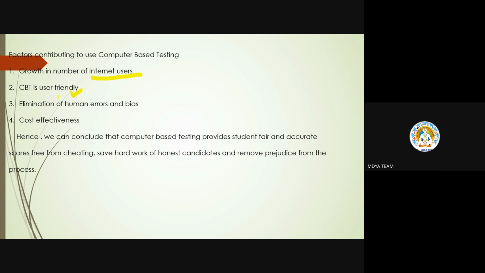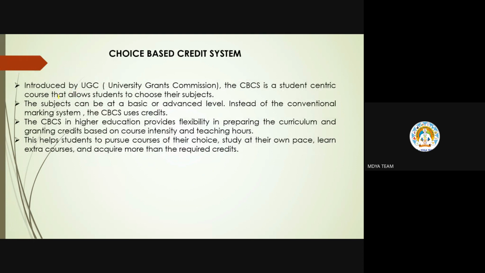Elimination of human error and biasness. No biasness is there. The next thing is that this is cost effective. We are saving a large number of papers. The environmental aspect is also there. Hence, we can conclude that computer-based testing provides students fair and accurate scores, free from cheating, saves the hard work of honest candidates, and removes prejudice from the process. Right? Now, what is the choice-based credit system?